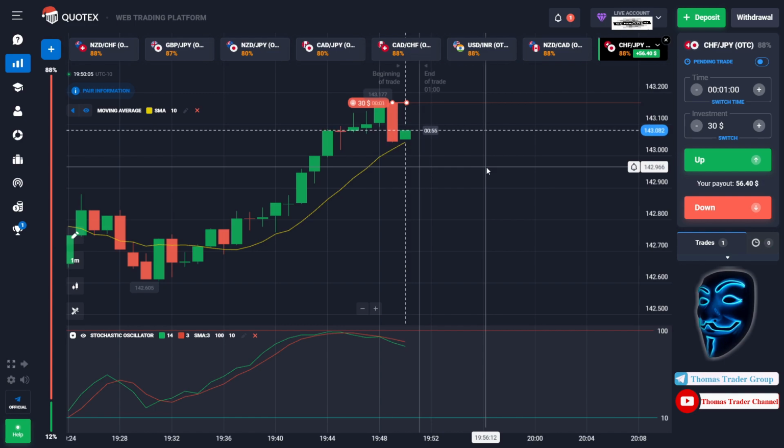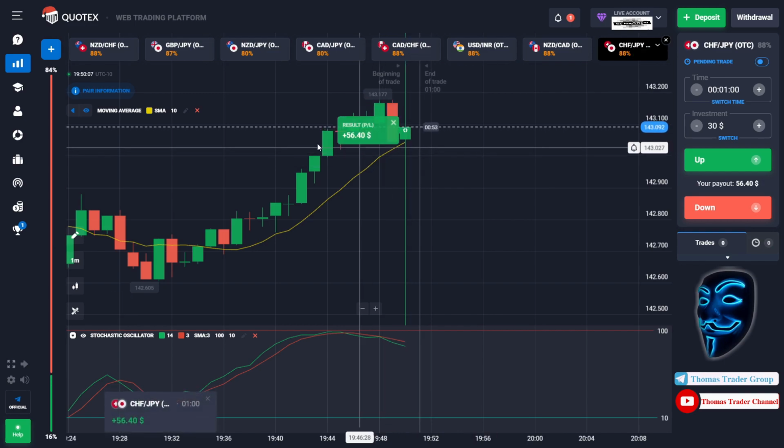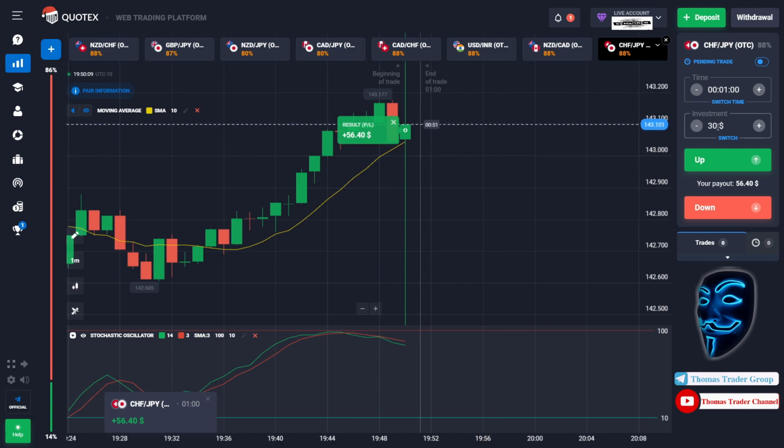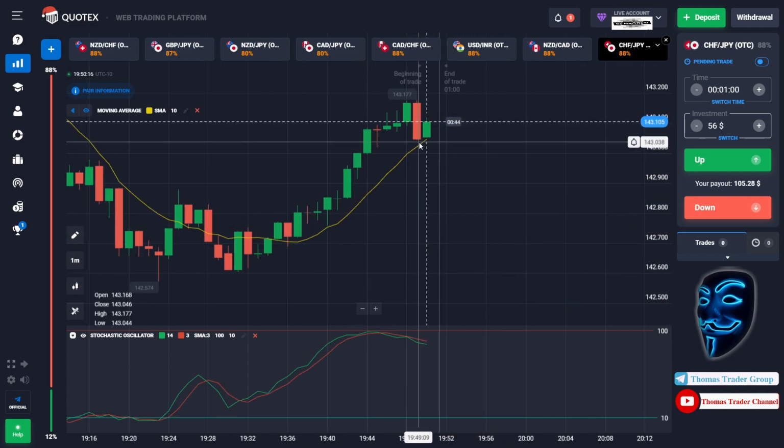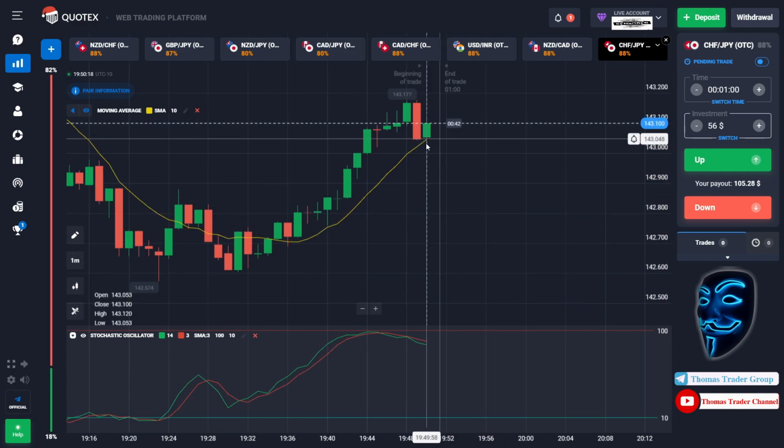We made a right prediction over here. We made a profit of $56. Let's change our investment into $56 and let's find the other market. Like what I've said before, the market will make a correction to the moving average line before it continues the bullish trend. Let's find the other market.